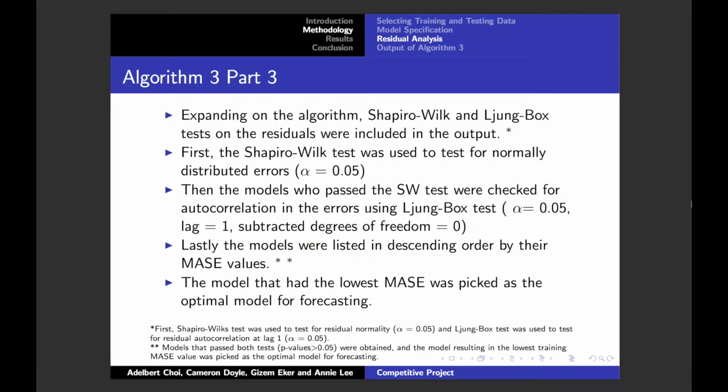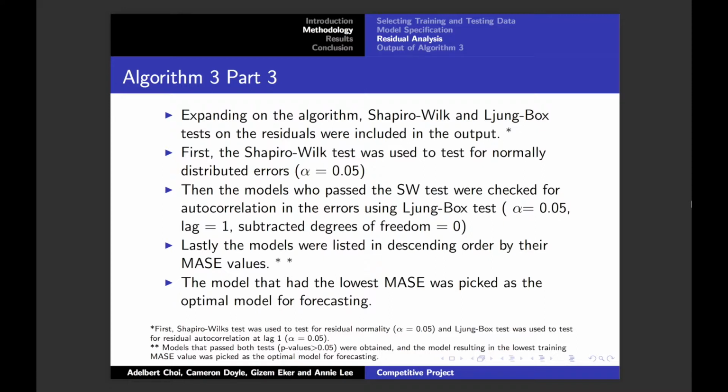Expanding on this algorithm, we used Shapiro-Wilk and Ljung-Box significance tests on residuals, which were included in the output. Firstly, for each time series, the Shapiro-Wilk test was applied to models for normally distributed errors. Those that passed this Shapiro-Wilk test were then tested for autocorrelation in the errors using the Ljung-Box significance test. The models that passed both tests were then sorted by their MAE values, and the model with the lowest MAE was selected as the optimal model for forecasting.